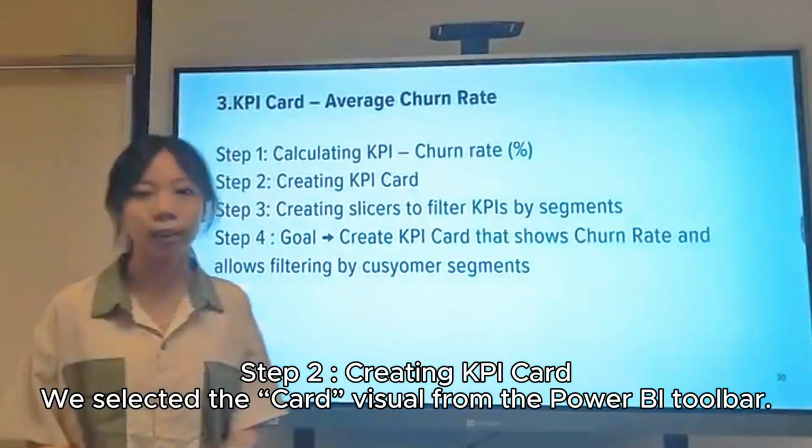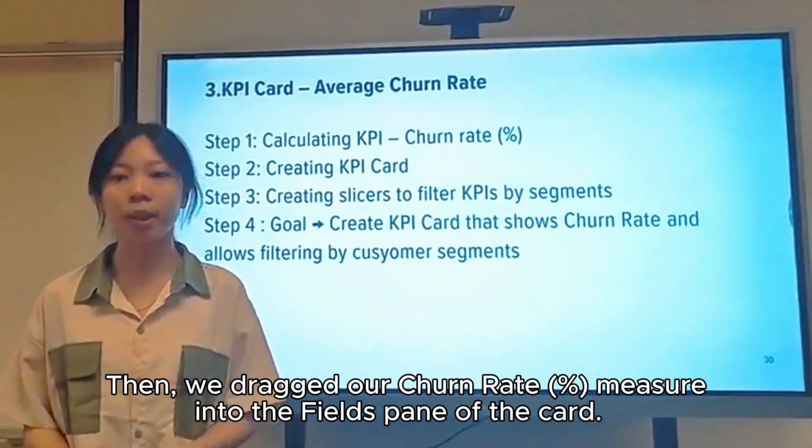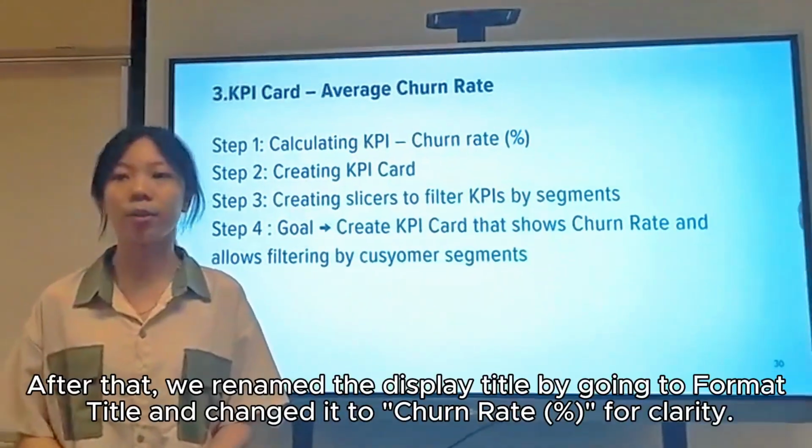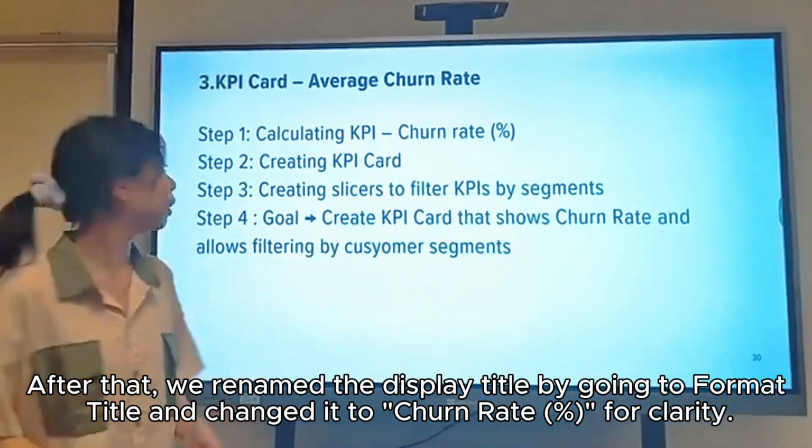And then step 2, creating the KPI card. We select the card feature from the Power BI toolbar. Then we drag our churn rate measure into the field pane of the card. After that, we rename the display title by going to Format Control and changing it to Churn Rate for clarity.